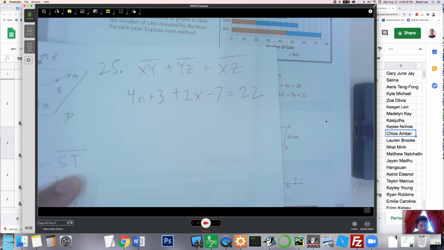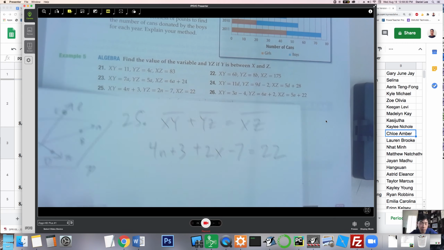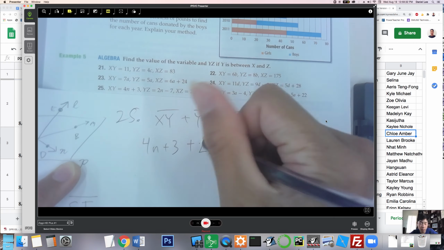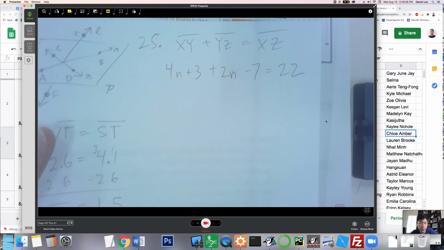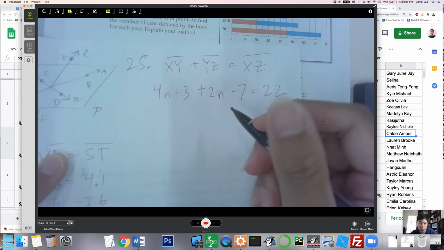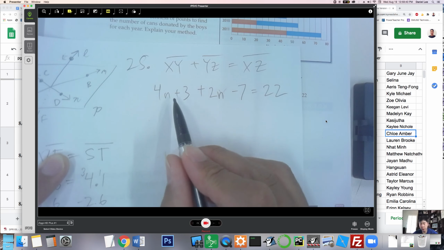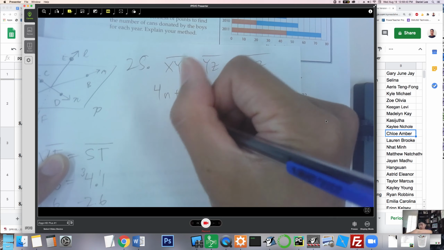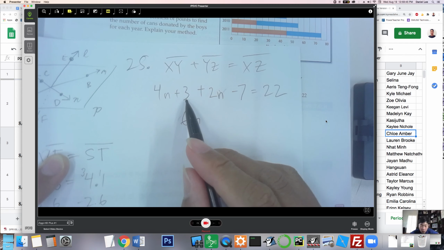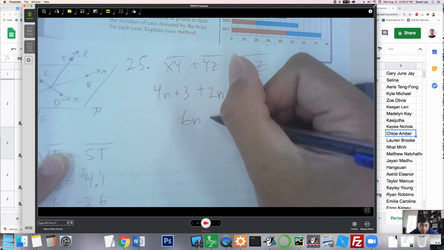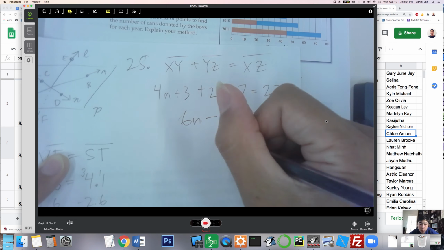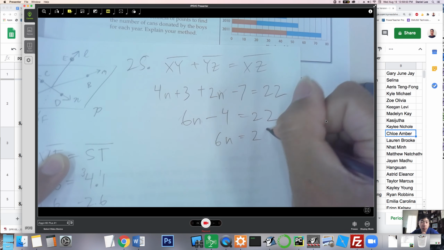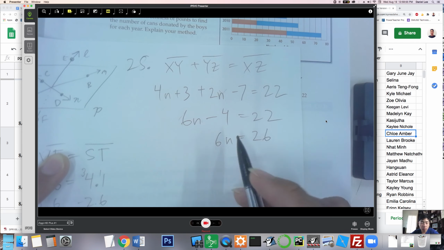Okay, now we have this equation that we need to work out. Oh, I thought I made a mistake. I put 2x right here, but this is supposed to be 2n. Okay, so now we solve for the variable. Let's combine like terms. That's 4n and 2n, which becomes 6n. And then 3 minus 7 is negative 4, equal to 22. We add 4 on both sides of the equation, and we get 26.